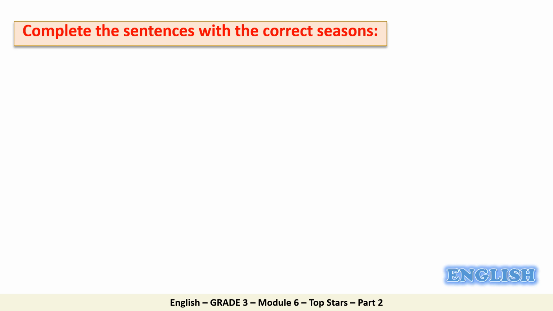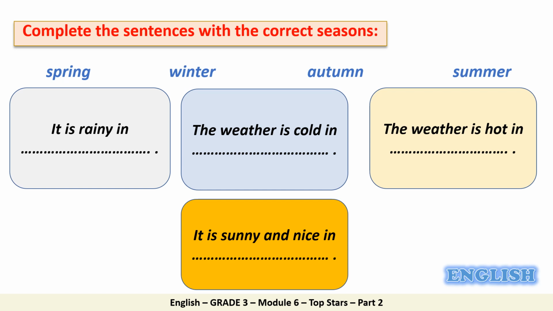Let's practice some more. In this activity, we will complete the sentences with the correct seasons. Spring, winter, autumn, or summer. Let's take a look at the sentences. Number 1. It is rainy in autumn. Correct.